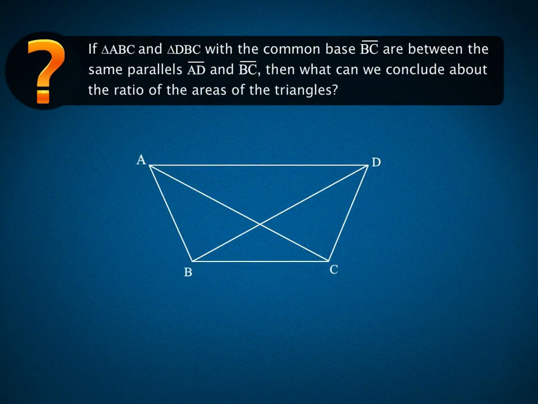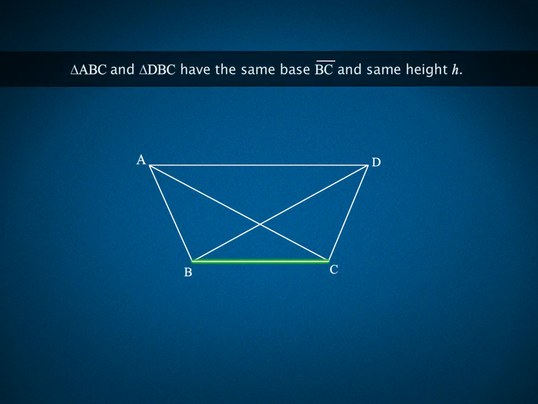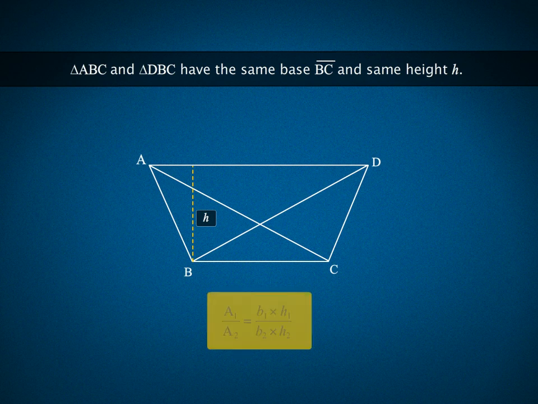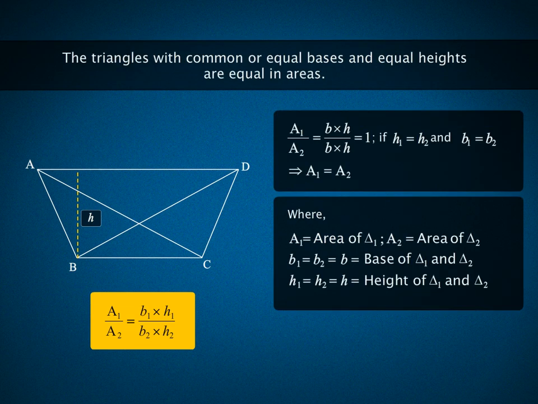If triangle ABC and triangle DBC with the common base BC are between the same parallels AD and BC, then what can we conclude about the ratio of the areas of the triangles? Note that the triangle ABC and triangle DBC have the common base BC. The distance between parallel lines is constant. So are the heights of the two triangles. Now use the property of ratios of areas of two triangles. We get the area of triangle ABC equals the area of triangle DBC. Therefore, we can say that the triangles with common or equal bases and equal heights are equal in areas.